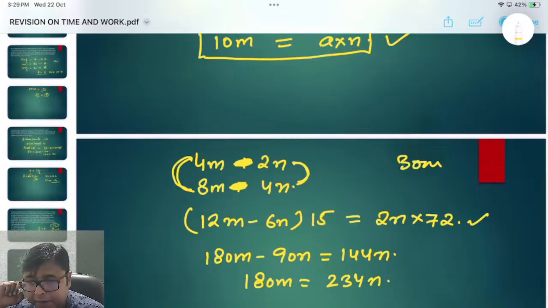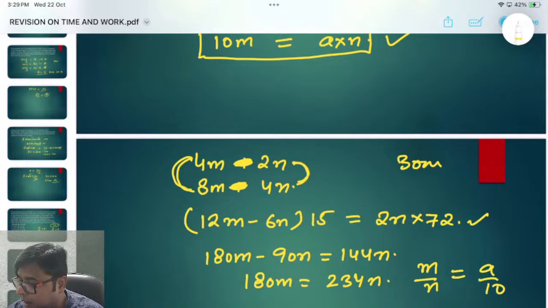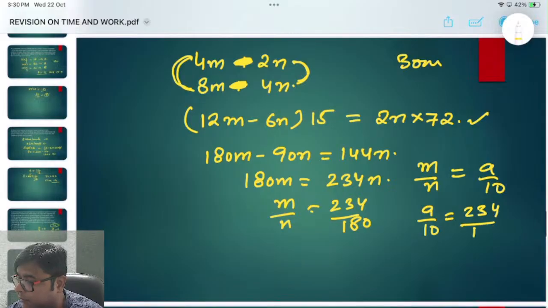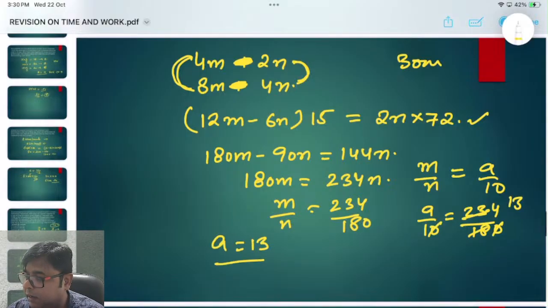So now I can equate, right? From the first case, m by n is a by 10, and from here m by n is 234 by 180, and I have to find the value of a. So a by 10 is equal to 234 by 180, and this is 13 times. So a is 13. I hope this is how we can do this.